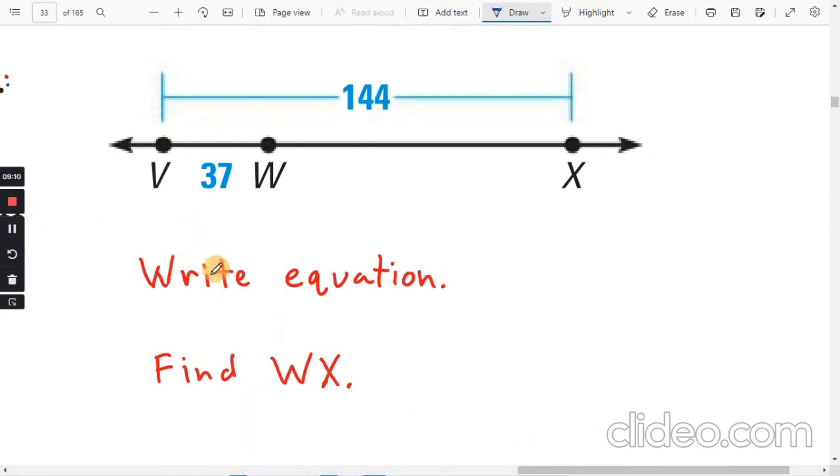All right, last one for this diagram here. I want you to please write the equation for the segment addition and find WX. Okay, I know many of you can just do it in your head or on the calculator, but also just make sure you can write the equation.